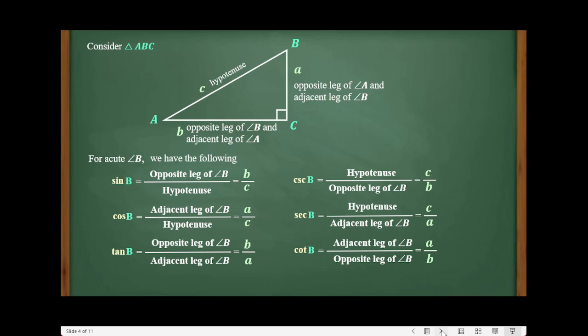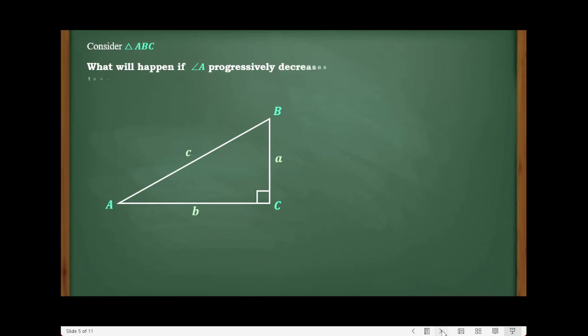Now, we go to our main topic, and let us consider again the same right triangle, triangle ABC. Now, suppose we have this situation. What will happen if angle A here progressively decreases towards 0, and at the same time, this angle right here, angle B, progressively also increases towards 90 degrees? Now, what will happen?